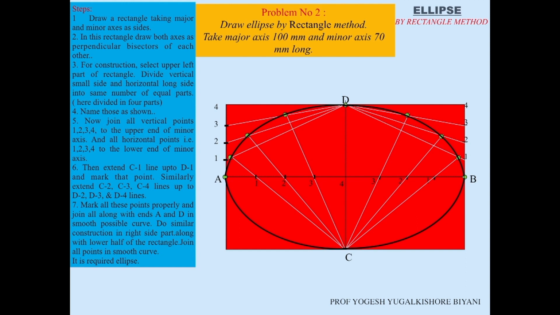See, many of the universities specify to draw an ellipse by various methods. It might be the concentric circle method or it might be the rectangle method. So if not otherwise specified, you can draw the ellipse by either of these two methods.